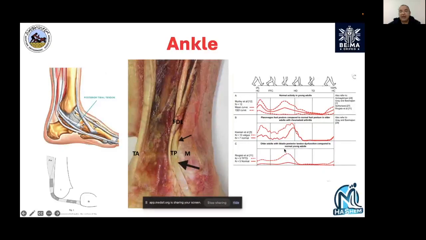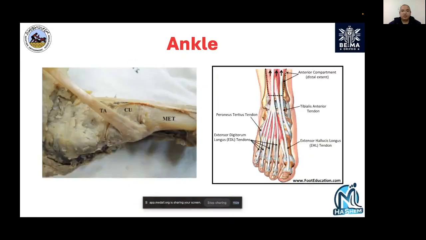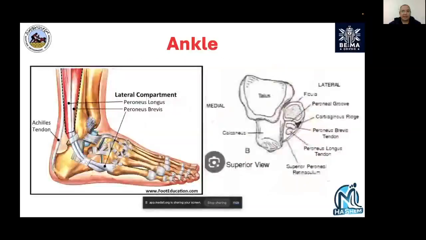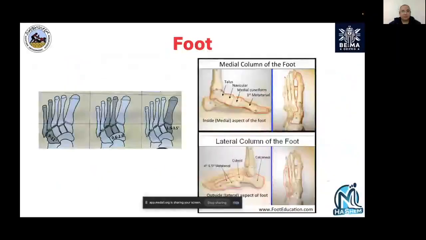That's why you see here, in a normal tib post, it fires at this level to allow you to push off with this foot, because it makes your foot a rigid arm. It locks your midfoot or Chopart joint by changing the planes of your midfoot joints. Let me go to this, then I'll come back. But this is very important.